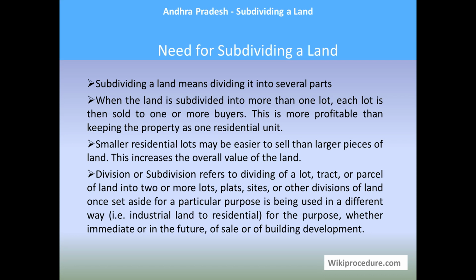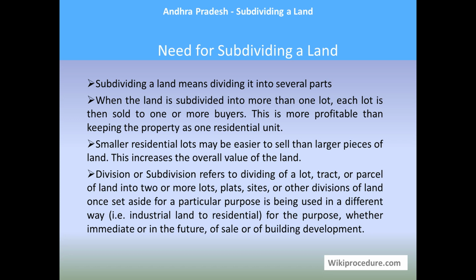Need for subdividing a land. Subdividing a land means if you have a huge land and you wanted to sell a portion of it, you can subdivide that into pieces, and those pieces can be sold to more than one person. So subdividing a land means dividing it into several parts. When the land is subdivided into more than one lot, each lot is then sold to one or more buyers. This is more profitable than keeping the property as one residential unit. Smaller residential lots may be easier to sell than larger pieces of land. This increases the overall value of the land.